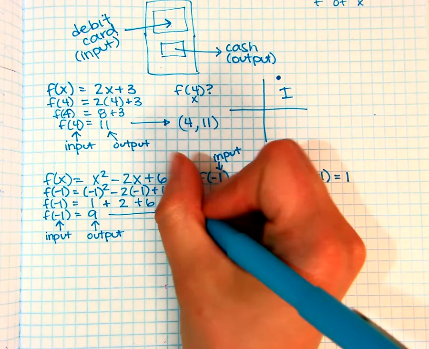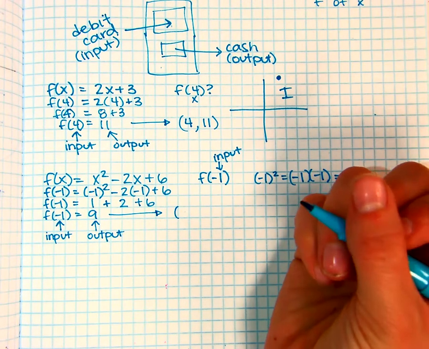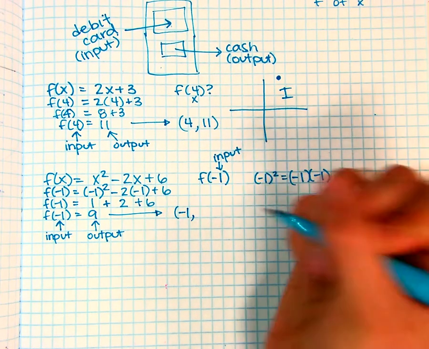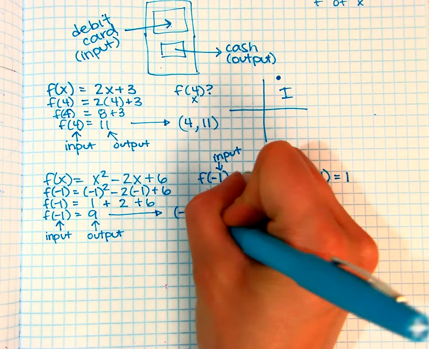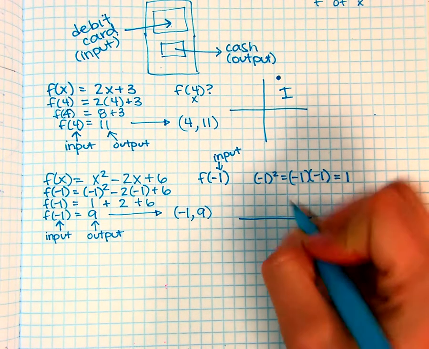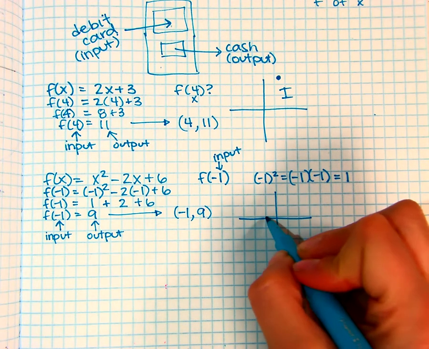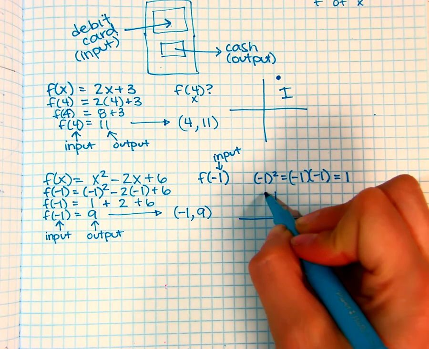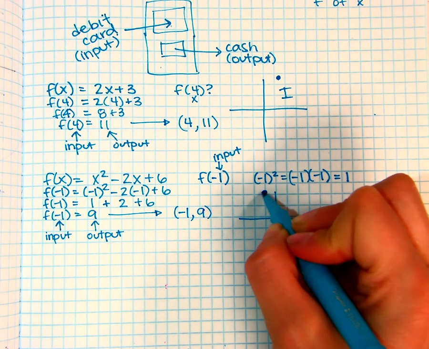If we were to write that as a point, my input goes first because it determines the output. And again, if I were to graph that, I have a negative x, but a positive y, so it's going to be going up here. I'm going to be in quadrant 2.